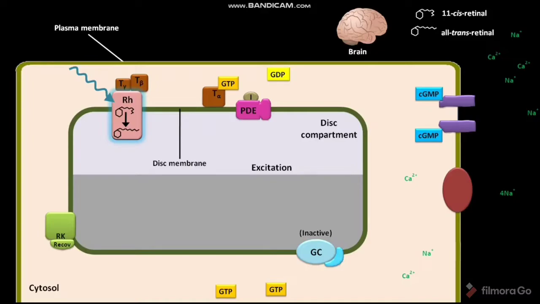The T alpha GTP then binds to the inactive PDE, or cGMP phosphodiesterase. The T alpha GTP then removes the inhibitory subunit, denoted as capital I, of the inactive PDE. Due to this inhibitory subunit removal, the inactive PDE becomes active. The active site of the active PDE is present on the cytosolic side of the disc membrane.